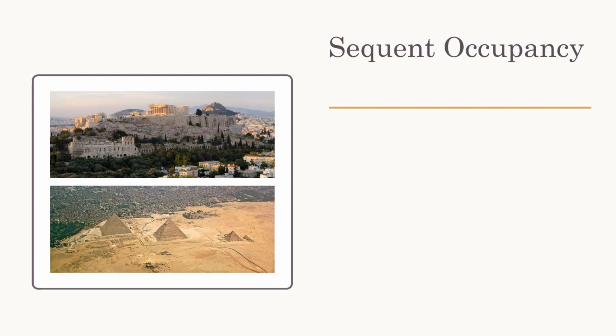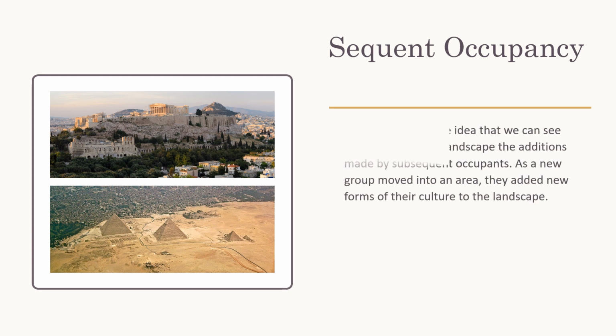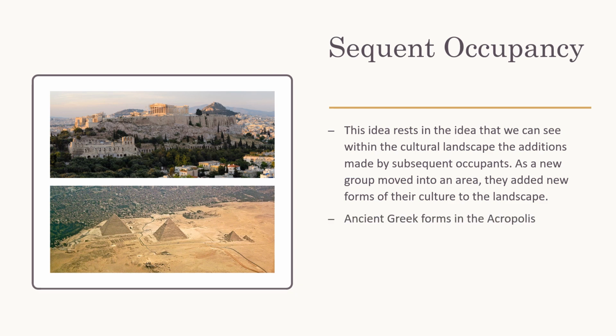So another idea that we have with cultural landscape is the idea of sequent occupancy. And essentially what we mean by sequent occupancy is that there are additions to the landscape that are made by subsequent occupants, by people who are living in that space, right? And every single new generation of people who live in that space, whether they lived there originally or they moved into that region, will add something else to the cultural landscape, and they'll add new forms to their cultural landscape. So I've chosen two examples here. We have the ancient Greek forms in the Acropolis, right? And so you can see that structure way up here on the mountain, right?